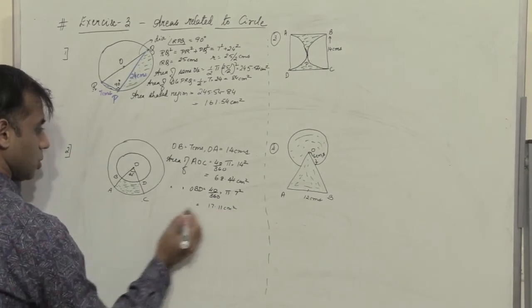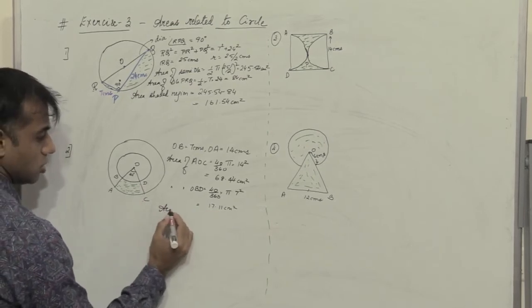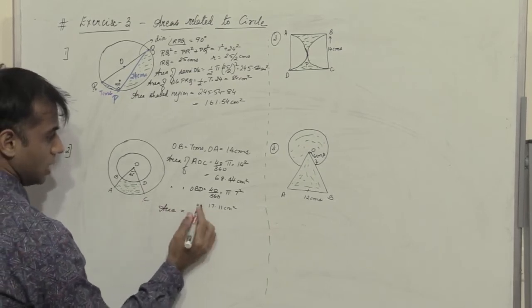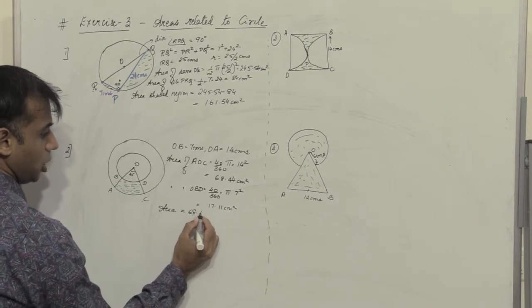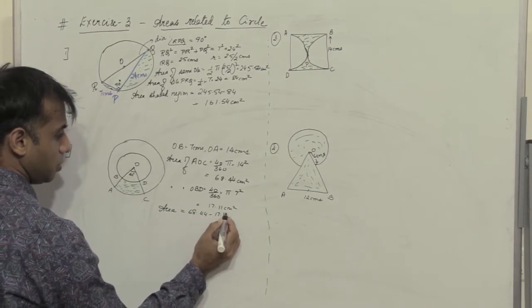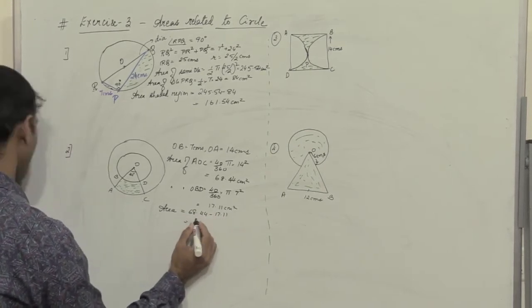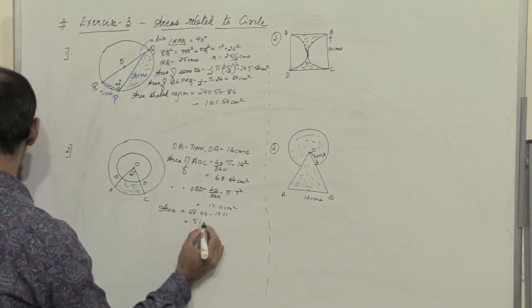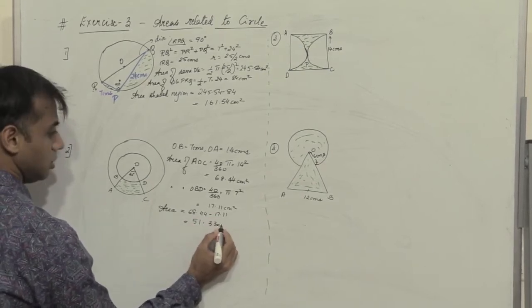So we get the value as 17.11 centimeters square. So area of the shaded region is 68.44 minus 17.11. So we get the value as 51.33 centimeter square.